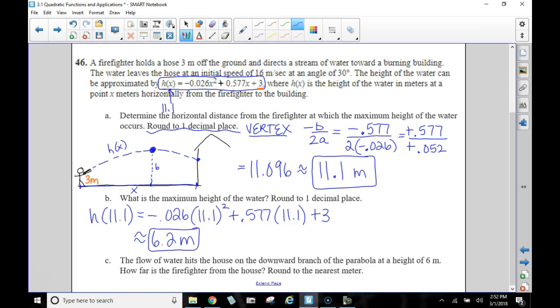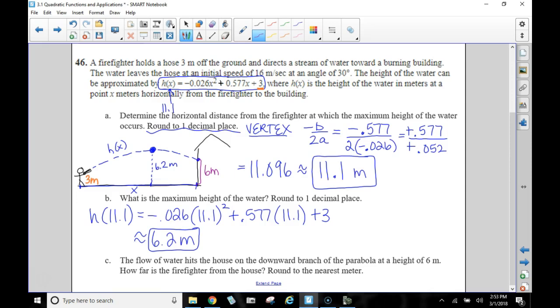Okay, so that's 6.2 meters is what that height is. This says the flow of water hits the house on the downward branch of the parabola at a height of 6 meters. They're saying it hits right here at a height of 6 meters. How far is the firefighter from the house? Round to the nearest meter.